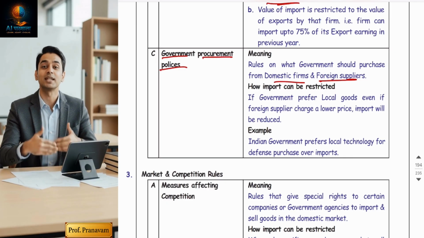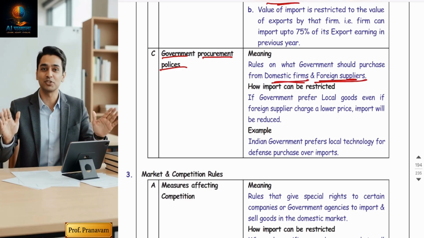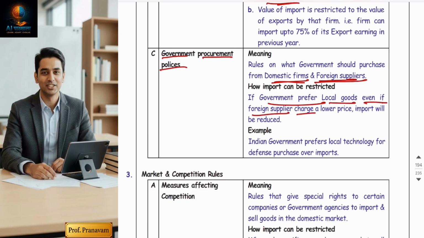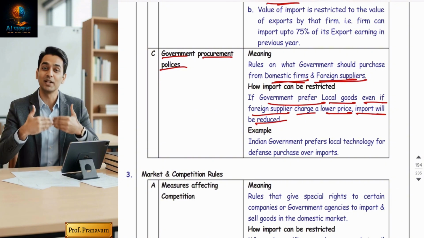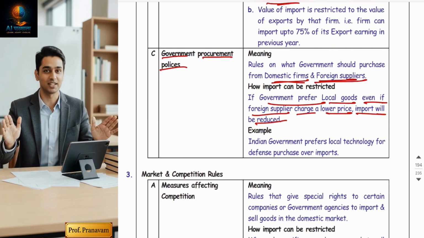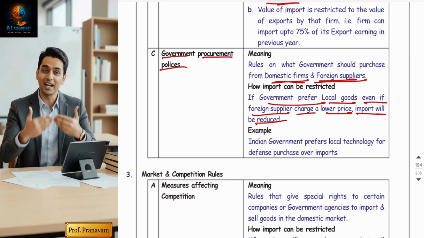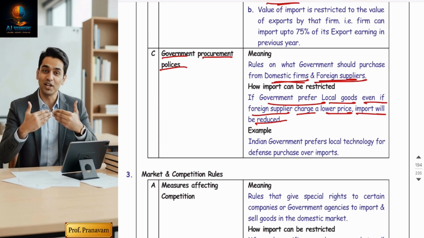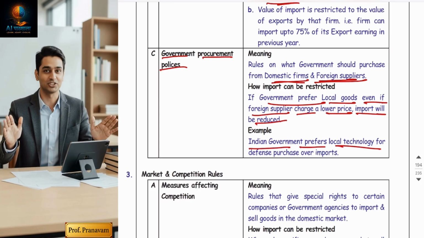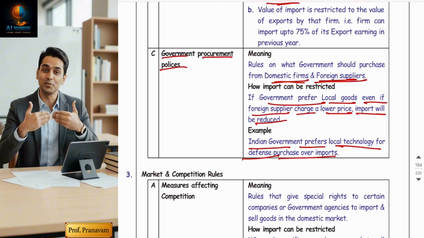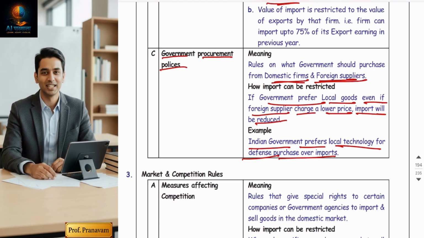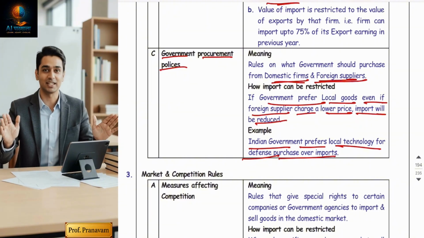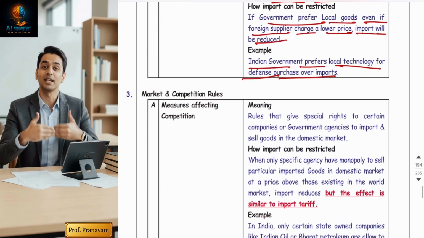So there are rules on what the government should purchase from domestic firms and foreign suppliers. If the government prefers local goods, even if foreign suppliers charge lower prices, import will actually be reduced. Am I correct? Yes. Impact: imports decline automatically because the government is also not purchasing, right? Example: the Indian government prefers local technology for defense over imports. Wow. The government will purchase only made in India products, so import will reduce automatically.